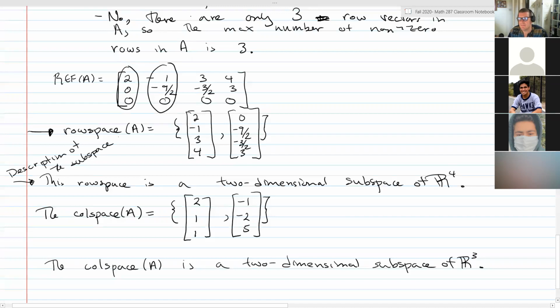Call that a geometric description of the subspace. Okay. All right.